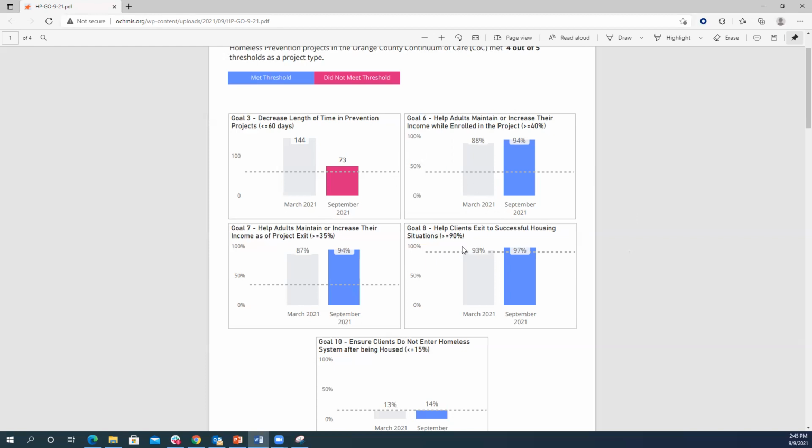And then also, you'll notice that the exits to successful housing situations is fairly high for prevention. This is because clients in prevention projects are already in a housing unit. So the purpose of the project is to keep them there. So it's a lot easier to achieve since you don't have to work on finding them a housing placement. You're just paying their rent or whatever the case may be. So that's why this is higher than other project types traditionally.